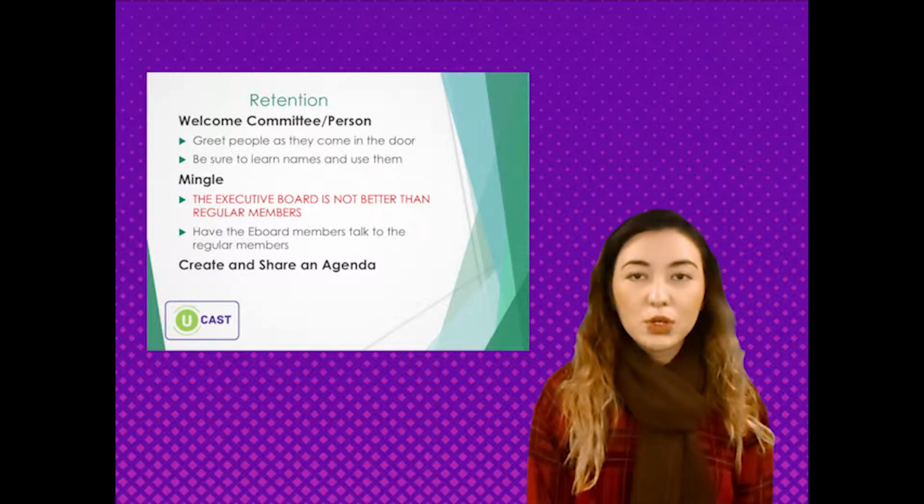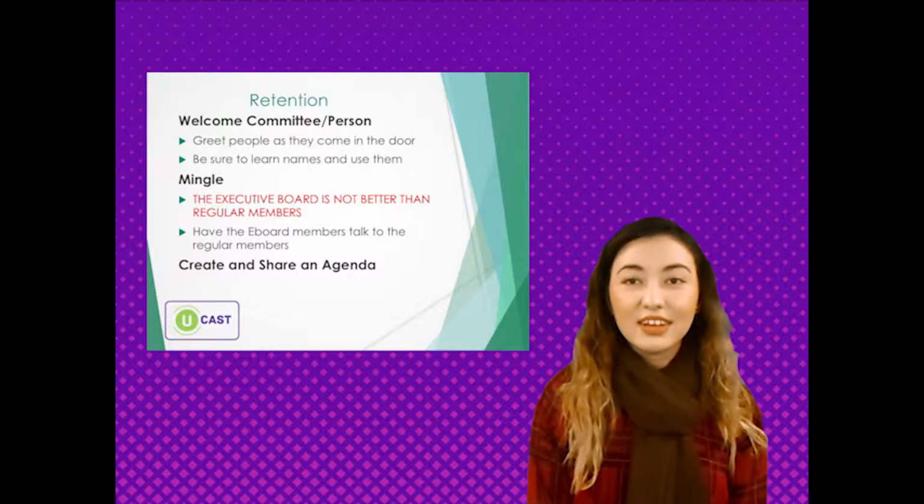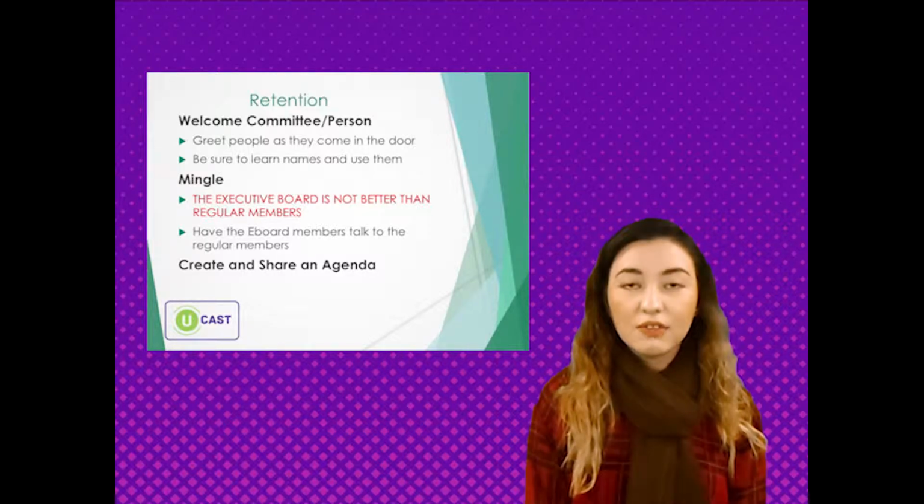Next, officers and members should mingle pre-meeting. The officers/executive board are not better than the general members and should be prepared to run the meeting more than 10 minutes before the meeting starts. One of the most common ways people don't feel included is when officers act as a clique and only talk amongst themselves.